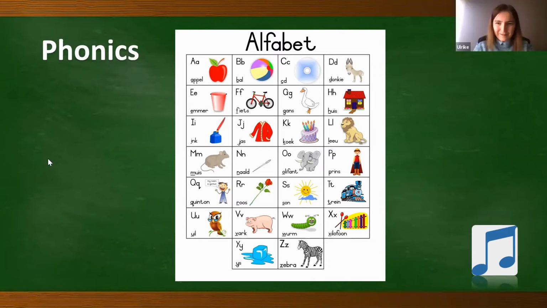Okay, so volgende. De donkie. Emmer. Fiets. Gaans. Huis.